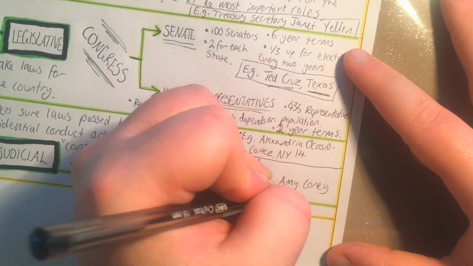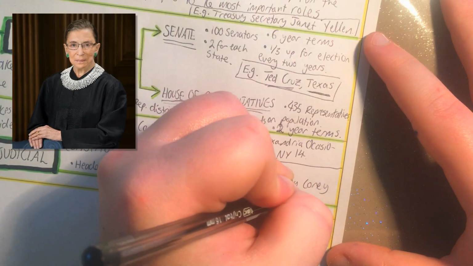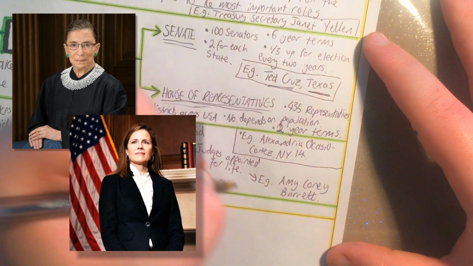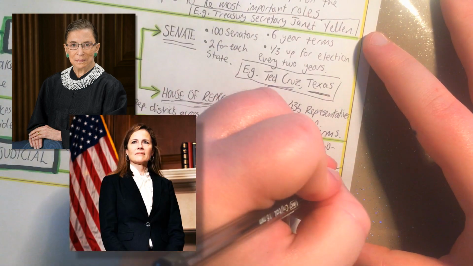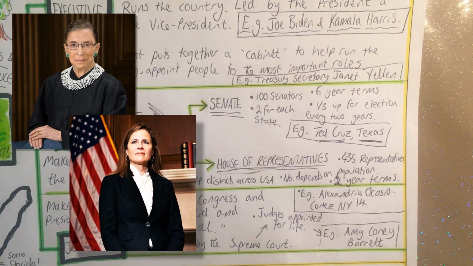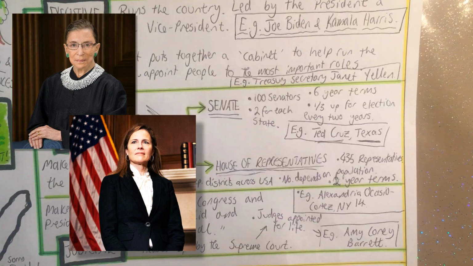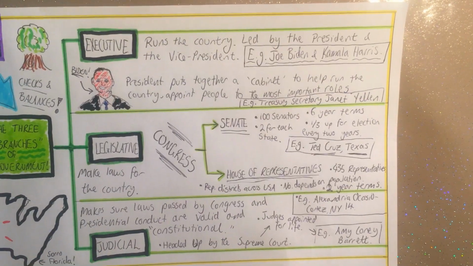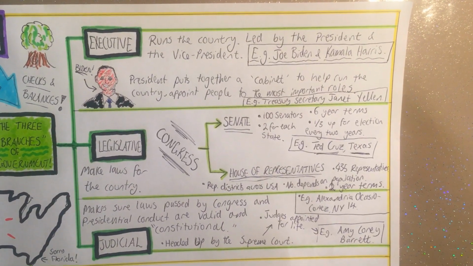So our most recent example is Ruth Bader Ginsburg passed away, and she was replaced by Amy Coney Barrett. She was put forward by Trump, and then she was approved by the Senate just before the most recent presidential or US elections in November 2020. So Amy Coney Barrett, an example there.